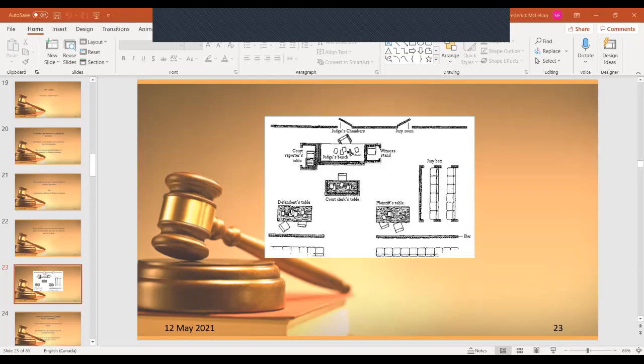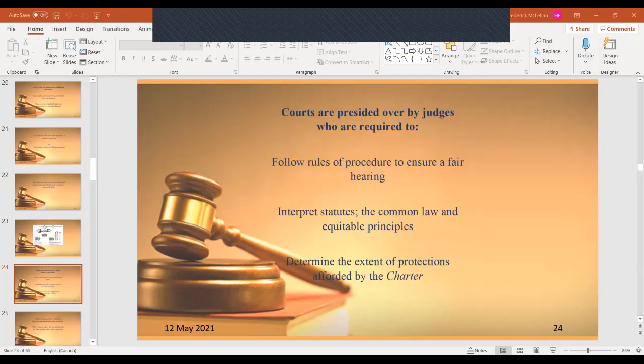Okay, so that's how courts are organized, right? Courts are presided over by judges, and these are what judges do. They follow the rules of procedure to ensure there's a fair hearing. Obviously, that's important. They interpret the statutes and the common law and equity. We're not going to talk about equity, but that's an offshoot of the common law. So the judge's primary purpose, to a great degree, is to interpret the law.